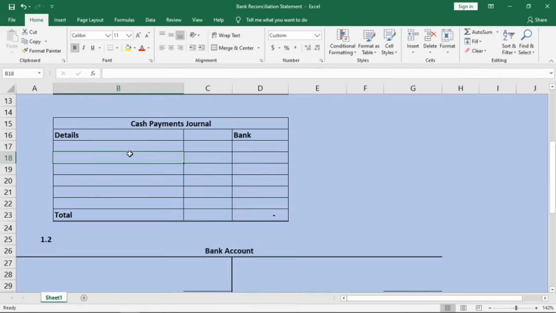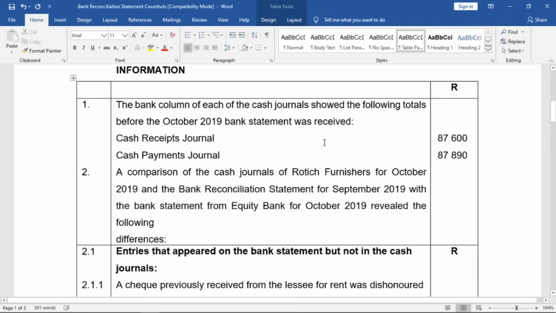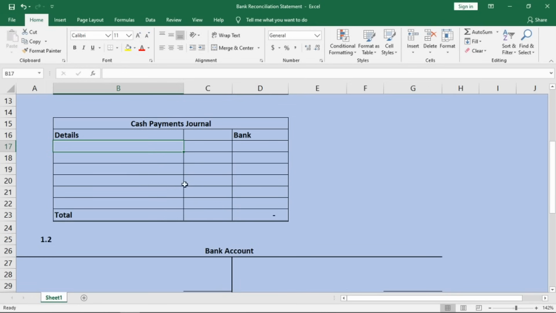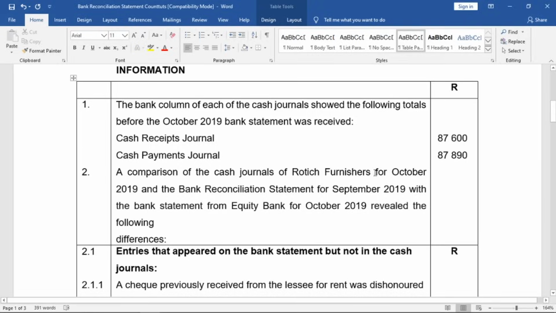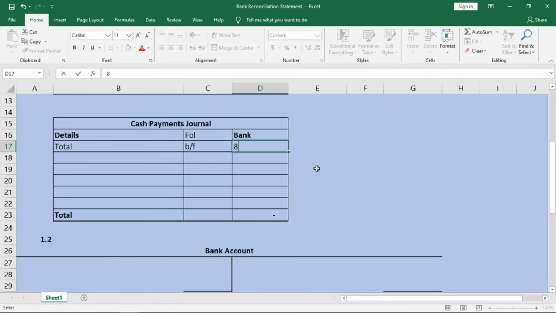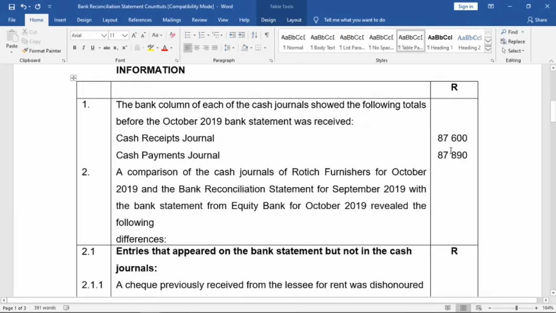And then the cash payments journal, we have 87,890. So we again write total. This is a folio. Okay, this is the brought forward. We have 87,890. So we put 87,890. So this is the first thing that you do when you're asked to complete the cash payments journal and cash receipts journal. You start taking the information and plugging them in like this. So this was the balances before we received the bank statement for the month.